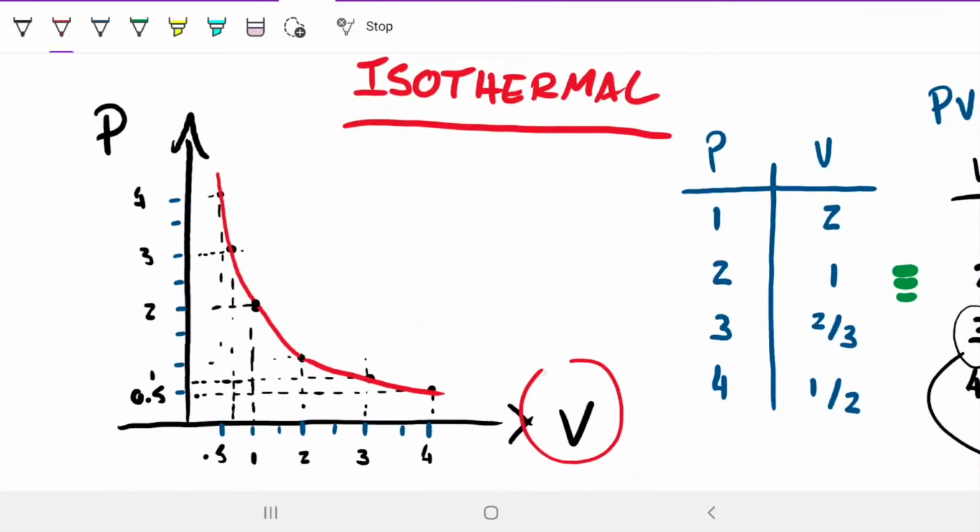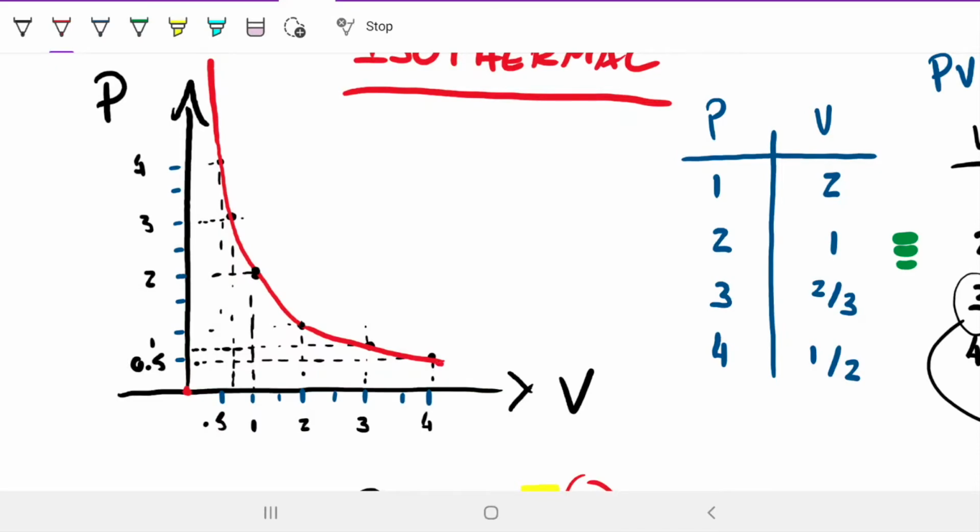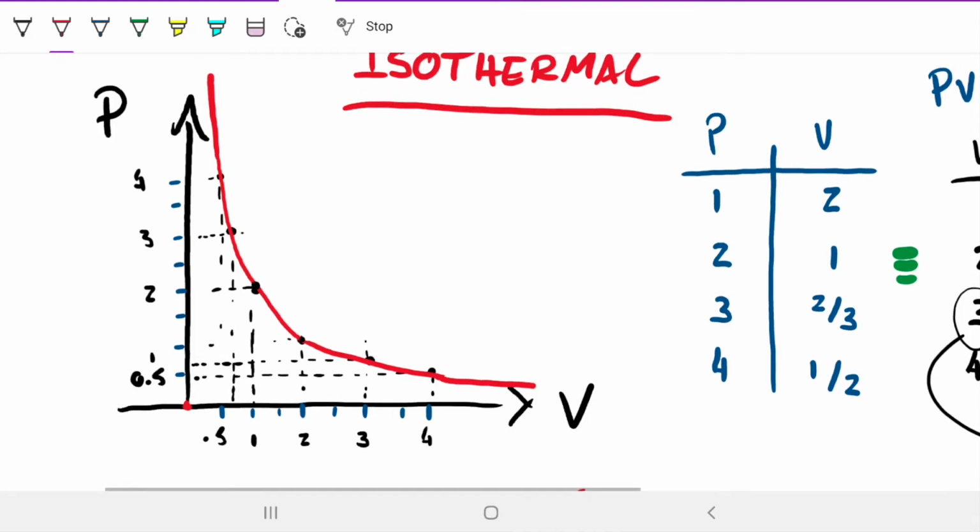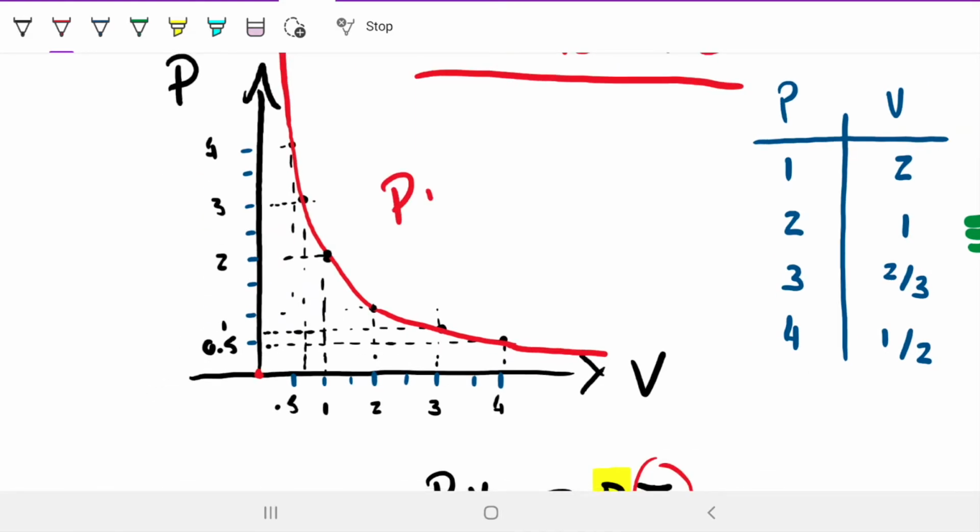So as my volume is going to 0, over here, my pressure is going to infinity, right? So what does that mean? Well, it's going like that, and it's going towards infinity without ever reaching infinity. Likewise, same thing here. As my pressure is going to 0, my volume is going to infinity. Okay, and that's a hyperbola. That's where it comes from, right? It comes from the concept that P times V has to be a constant.